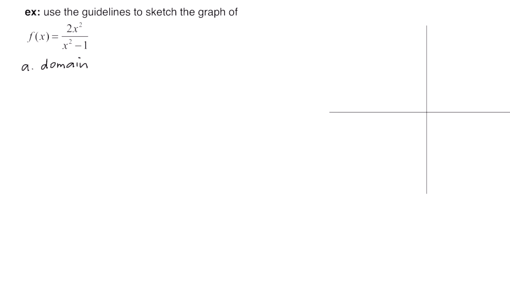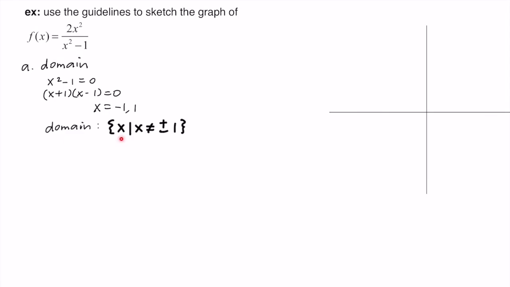So we're going to start by finding the domain of f. So we're going to take the denominator, set it equal to 0. I factored x squared minus 1 using a difference of squares to x plus 1 times x minus 1. So we get x equals negative 1 or 1. So our domain is x such that x doesn't equal plus or minus 1.